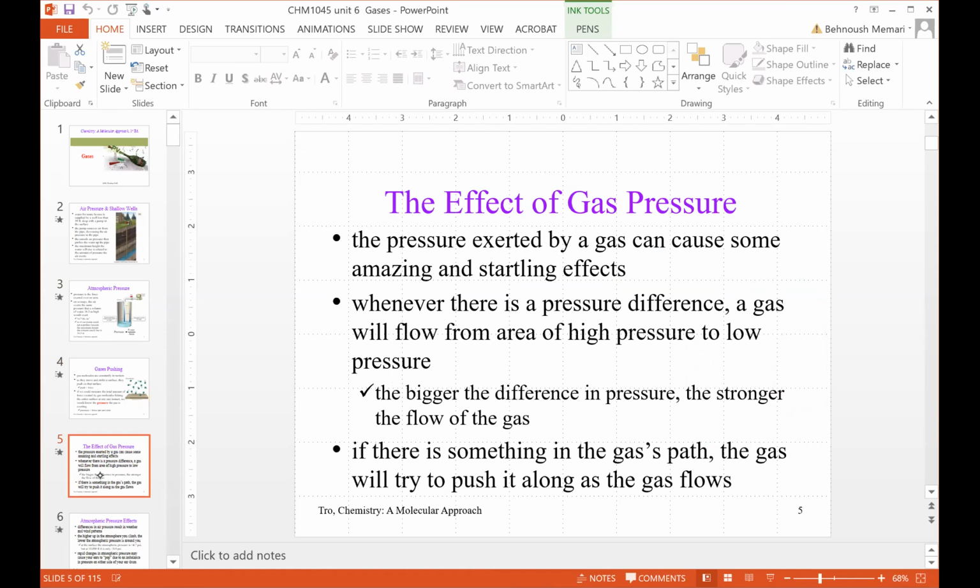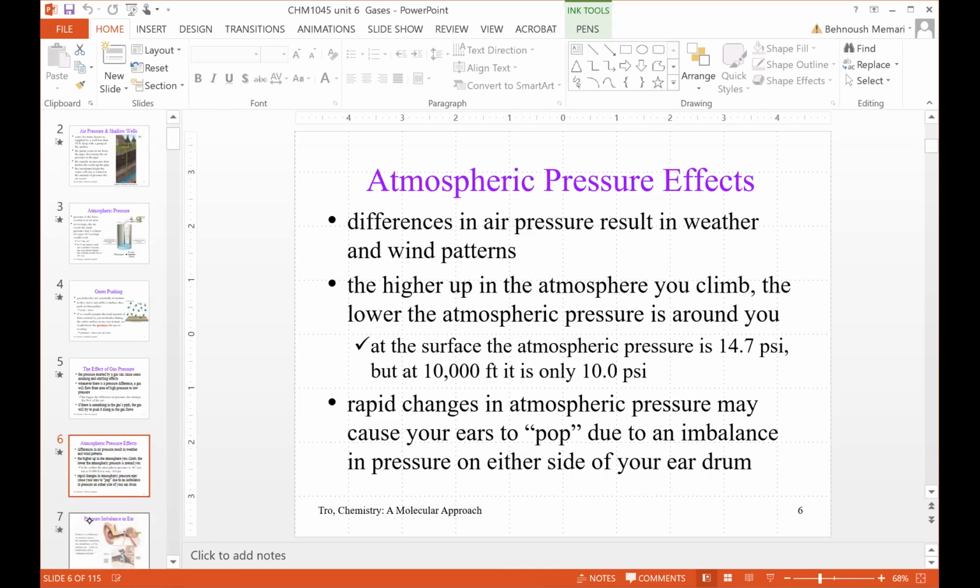Some effects of the gas pressure. The bigger the difference in pressure, the stronger the flow. That means that if you have high pressure in one area and low pressure in another area, the gas is going to start moving toward the low pressure. So you have the gas flow. If there is something in the gas path, it can probably move that also with it. So the difference in the atmospheric pressure can result in weather and wind patterns. That's based on the atmospheric pressure.